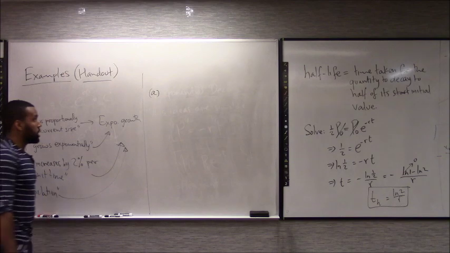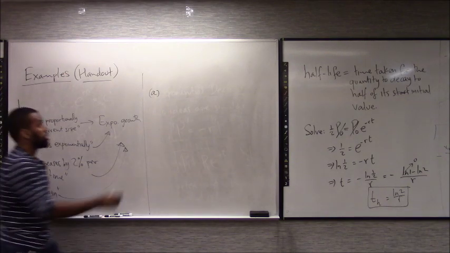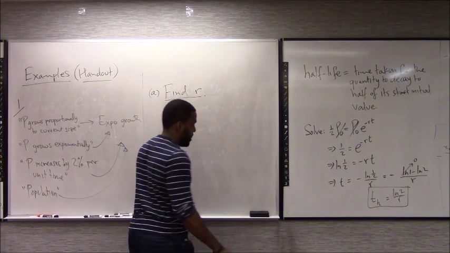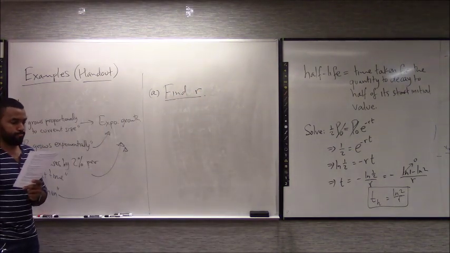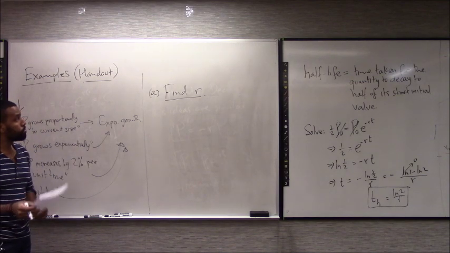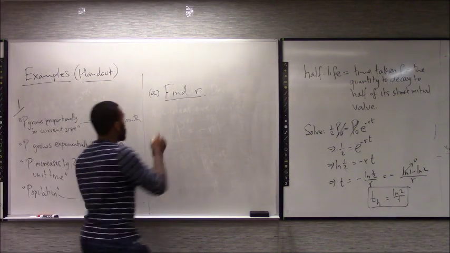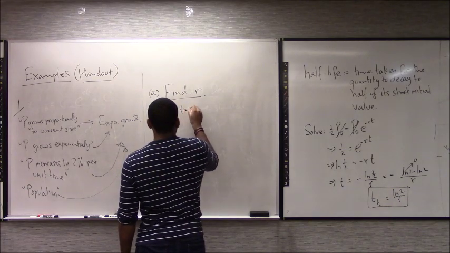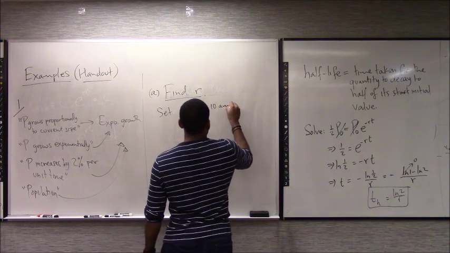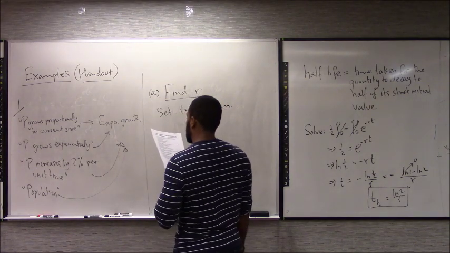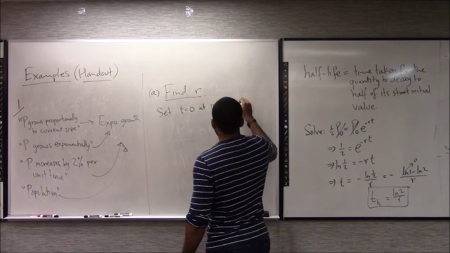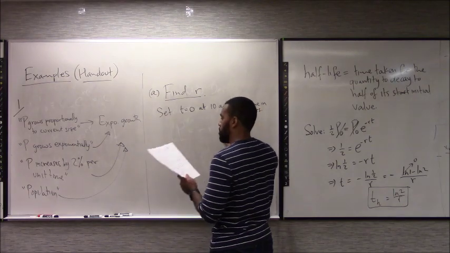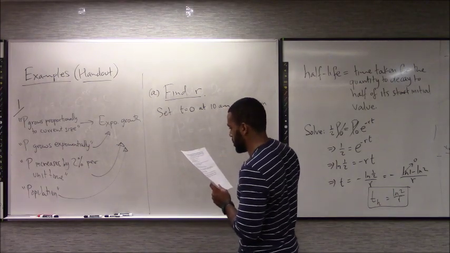What are they asking us for here? They're asking for a little r. So here we want to find r. How are we going to find r? Well, you have two conditions, and so you can set 10 a.m. equal to 0. Set t equals 0 at 10 a.m. So you can say P of 0 is 50. Let t equal time in hours, because they mentioned 3 p.m. and stuff like that. So let's measure time in hours. That seems to be nice.